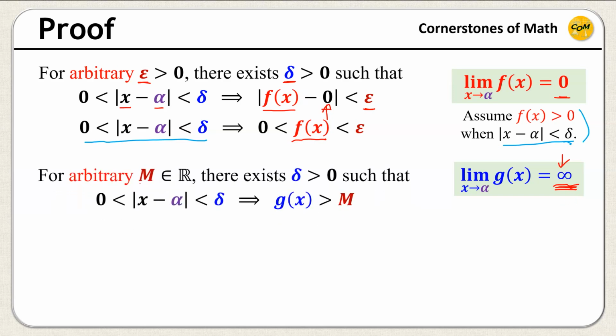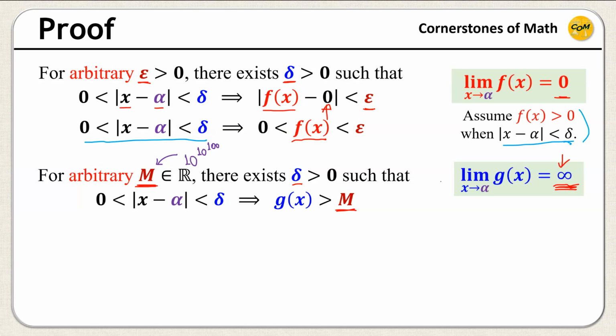Well, this time, we introduce an arbitrary real number m in the place for epsilon. Then we can say that there exists a positive number delta such that if the distance between x and alpha is greater than 0 and less than delta, then the value of a function g(x) simply becomes greater than that arbitrary real number m. You can easily understand that this definition makes sense since this real number m is arbitrary, so it can have whatever large value as you want.